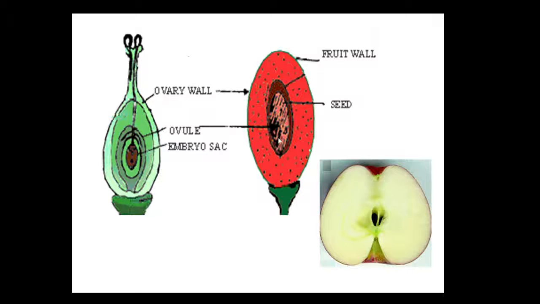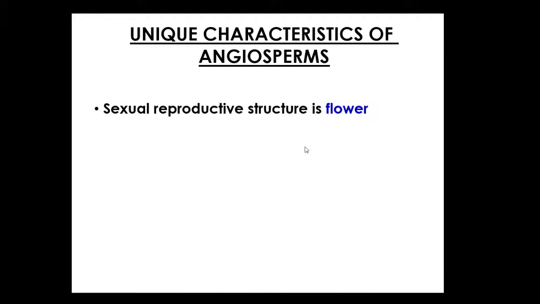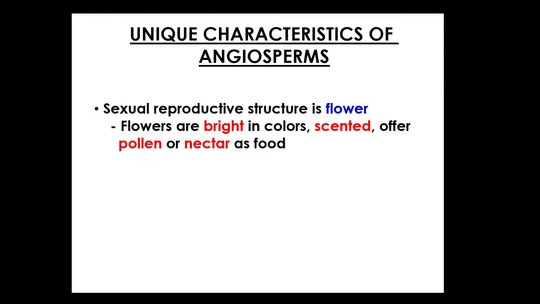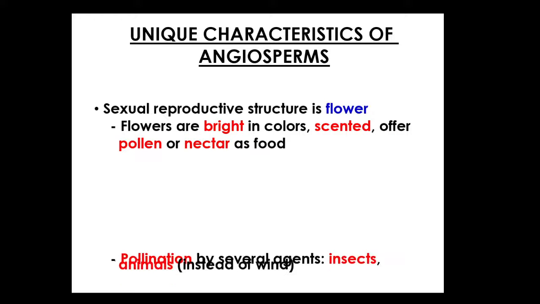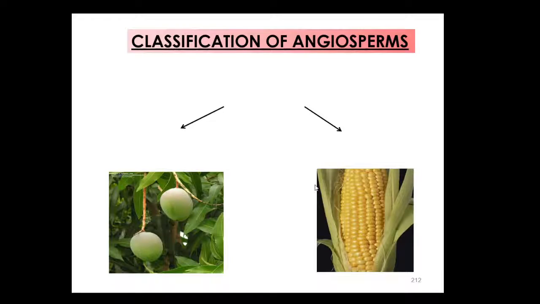It will have a seed, protected by a seed coat, which is what used to be the ovule, and the ovary will become the fruit. The sexual reproductive structure of angiosperms is its flower. Flowers are bright in colors, they are scented, they offer pollen or nectar as food. Pollination is achieved by several agents, such as insects and animals.